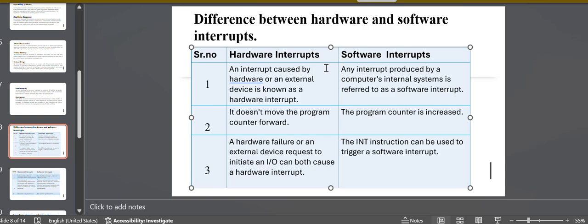And the second point: a hardware interrupt does not move the program counter forward, but in a software interrupt the program counter is incremented. In hardware interrupts, a hardware failure or an external device requesting to initiate an I/O can both cause a hardware interrupt. In software interrupts, the INT instruction can be used to trigger a software interrupt.